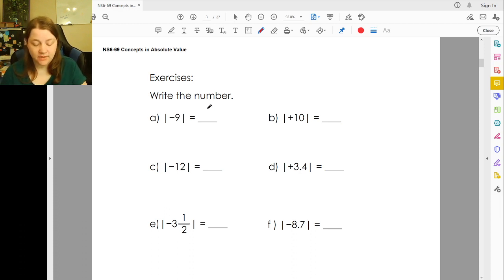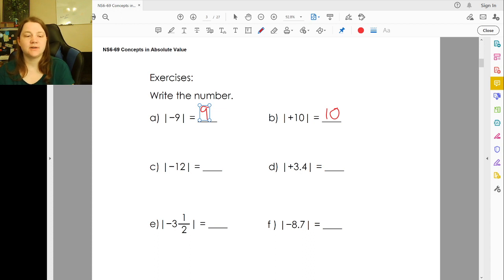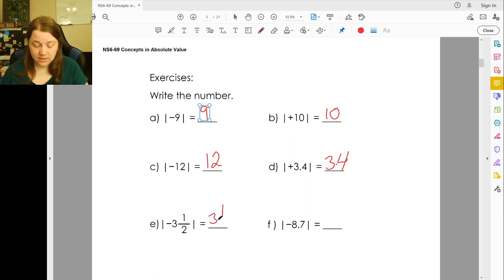Absolute value of -9 is 9. Absolute value of +10 is 10. What do you think the rest of these are? Absolute value of -12 is 12. Absolute value of +3 4/10 is 3 4/10. Absolute value of -3.5 is 3.5. Absolute value of -8.7 is 8.7. That's it.